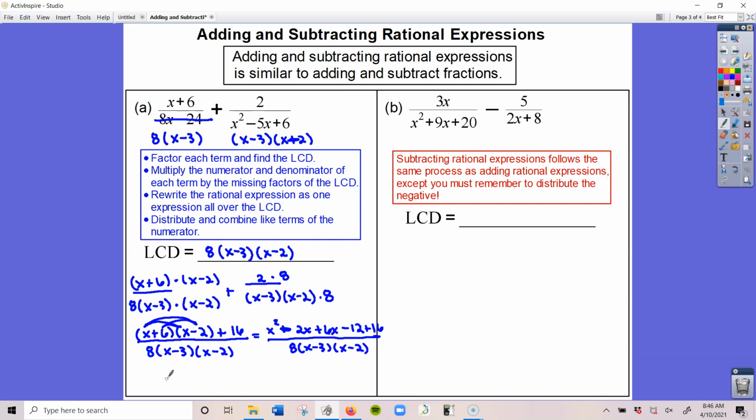Now we combine like terms. In the numerator, we have x squared. Then we have negative 2x plus 6x, which is 4x. And then negative 12 plus 16 is plus 4. And everything is over 8 times x minus 3 times x minus 2. And this would be my final answer.